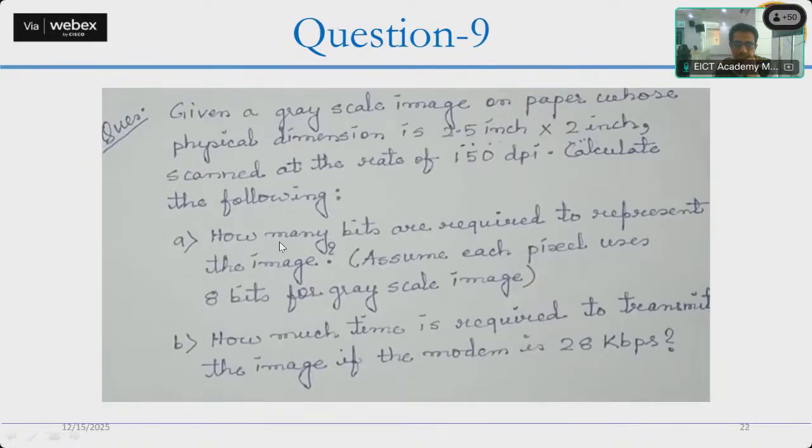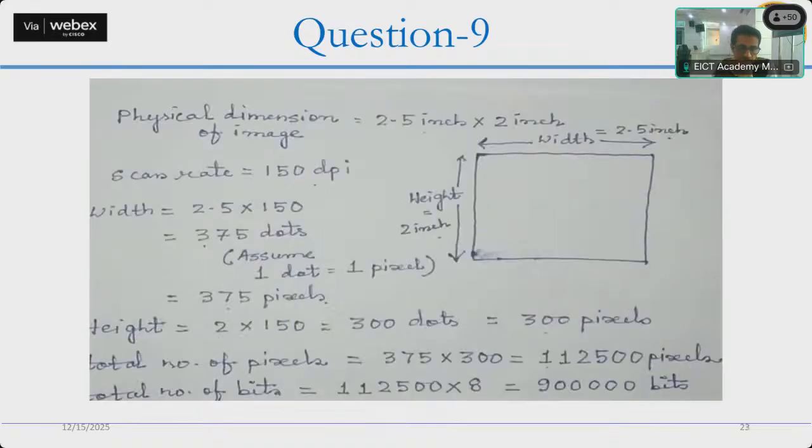The main thing is how many bits are required. So again, see, first we will find the total number of pixels. Then we will convert it into bits. That will be the same thing. So width is given here, 2.5 into this one. This is 375 pixels. Height is given, there are 300 pixels. So total number of pixels is given.